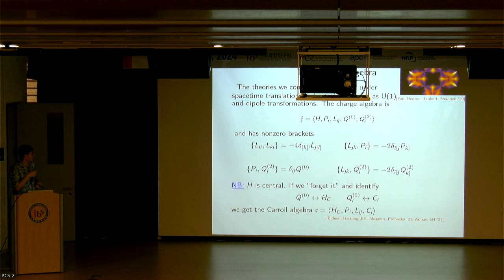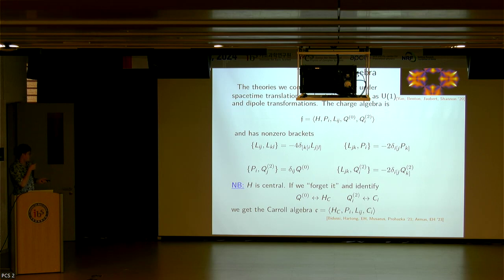If you then just consider the symmetries of a fracton theory, you find that the symmetries consist of space-time translations, rotations, the U1 charge, or the generator of U1 gauge transformations, and the generator of dipole transformations.